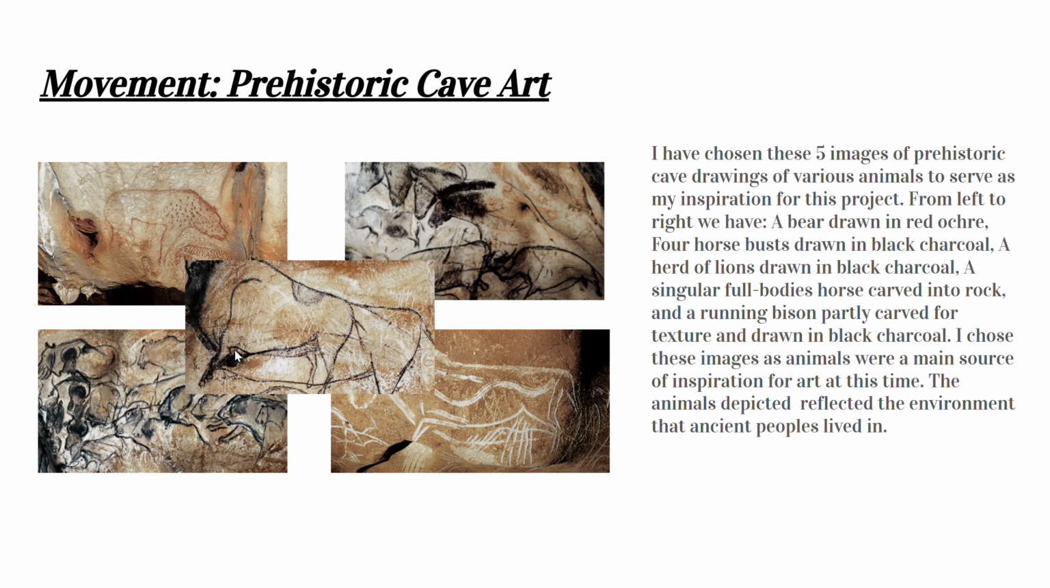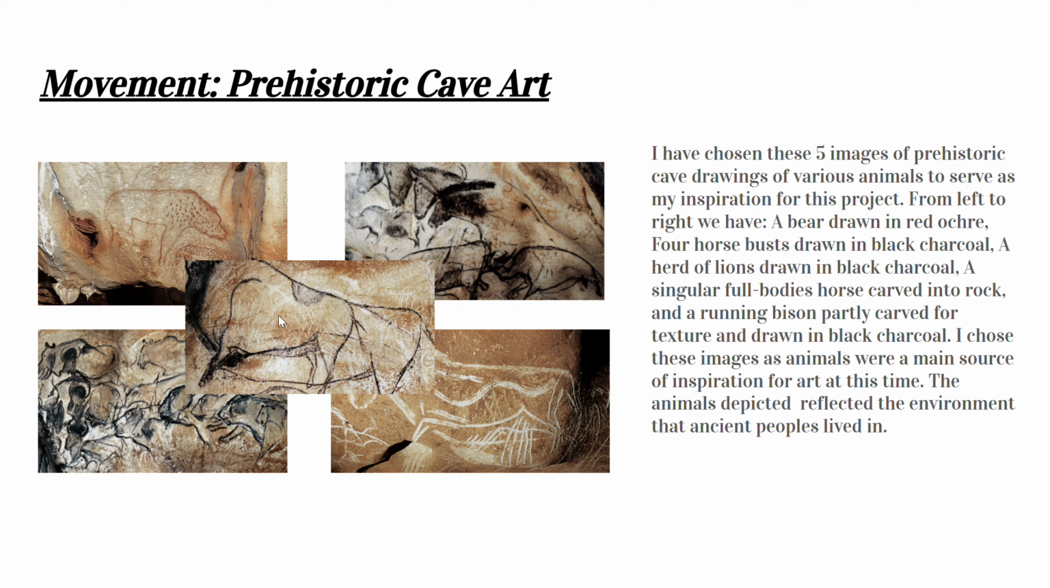Starting at this top left corner, we have a bear drawn in red ochre. Then we have busts of 4 horses that appear to be moving towards the left. They are drawn in black charcoal. Down below the bear, we have a herd of lionesses, mostly just lioness heads. We can see that they're looking towards the left in this image and also drawn in black charcoal.